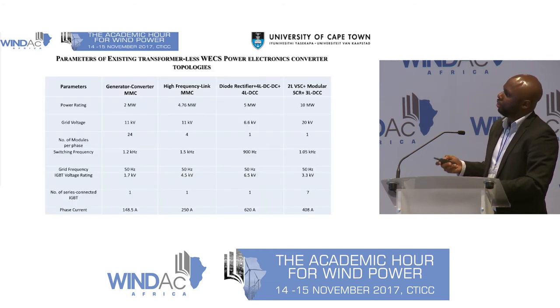Now, the parameters for all those topologies I've just listed: you have your collection point voltage, your grid voltage, being 11 kV for the generator converter module, another 11 kV for your high frequency link MMC, 6.6 kV for your four-level diode clamp converter, and the last one, with the three-level diode clamp, 20 kV.